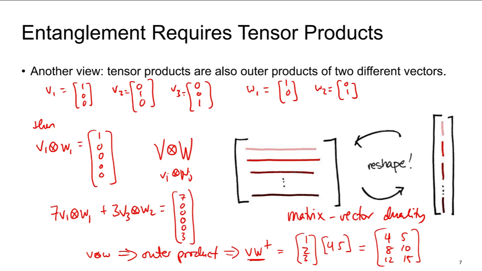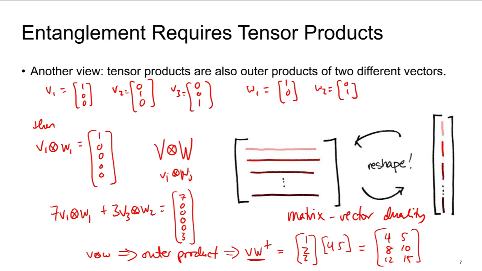And we remember that when we looked at this outer product, we would write down, if V was 1, 2, 3, and W was 4, 5, we would do the column vector times the row vector here, because it's V times the transpose of W. And that would give us this matrix here, 4, 5, 8, 10, 12, 15.